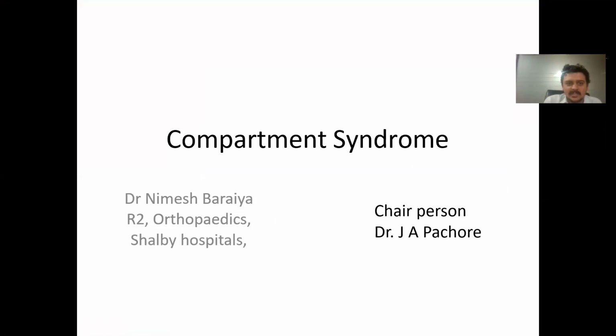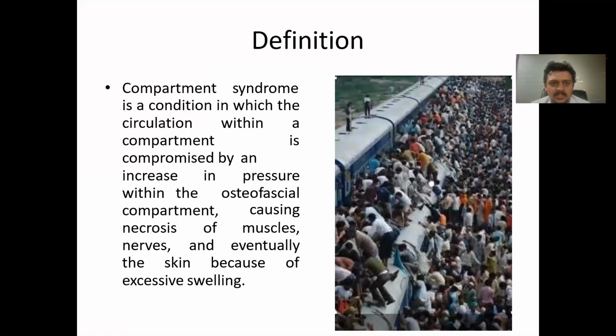Today, I want to present the topic compartment syndrome. Compartment syndrome is a condition in which the circulation within a compartment is compromised by an increase in the pressure within the osteofascial compartment, causing necrosis of the muscle, nerves, and eventually the skin because of the excessive swelling.